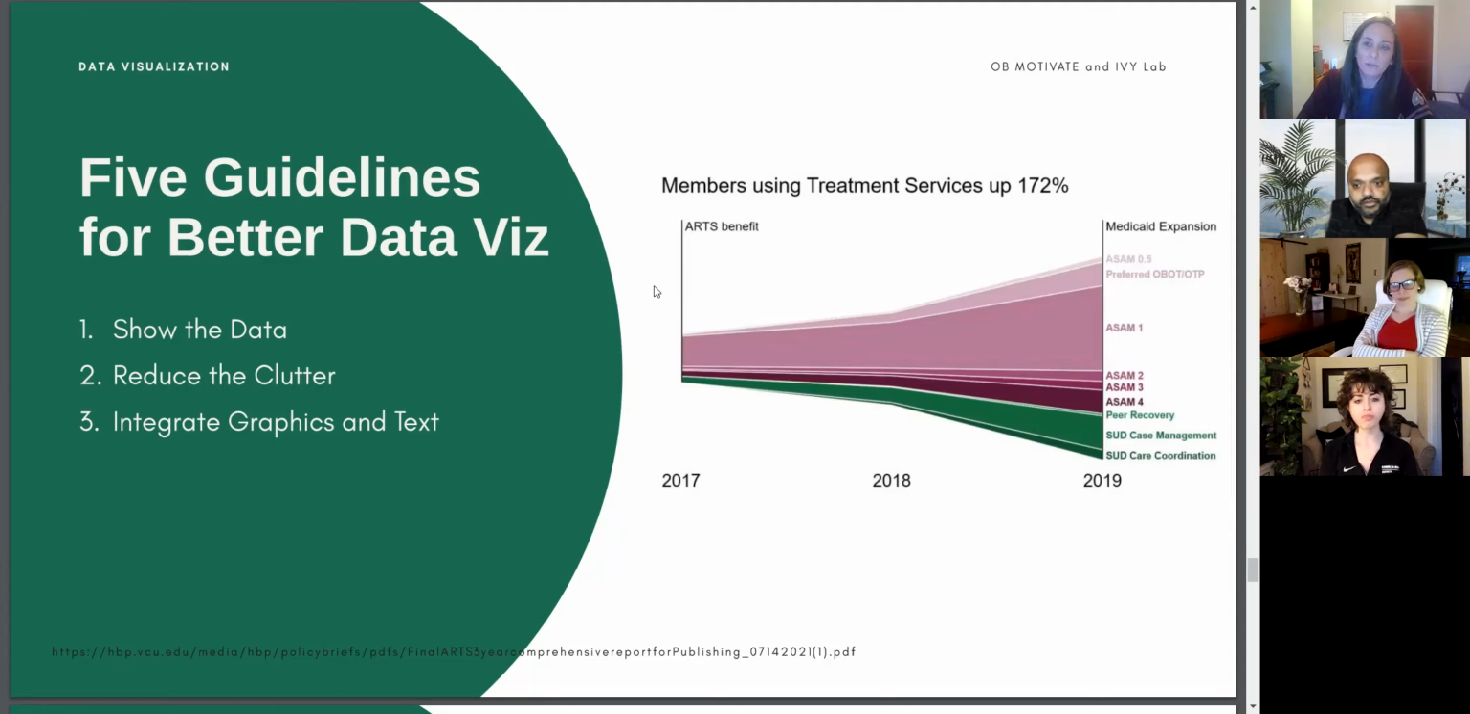So I wanted it to be clear to the reader that there's been an absolute growth in the use of outpatient treatment services for Medicaid members, which is such a wonderful finding. And then to really drive the message home, I just made the title the key point, which is members using treatment services is up 172%. So I was really pleased with that one. And so was Virginia Medicaid.